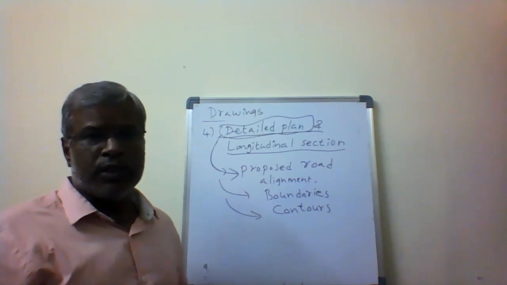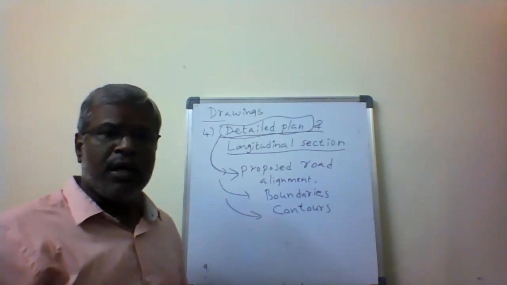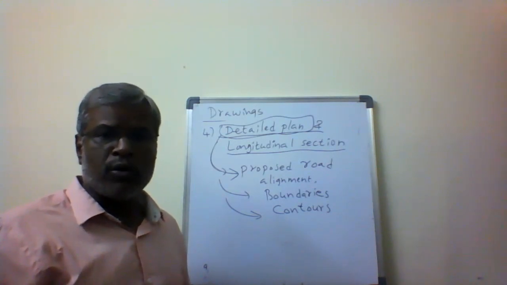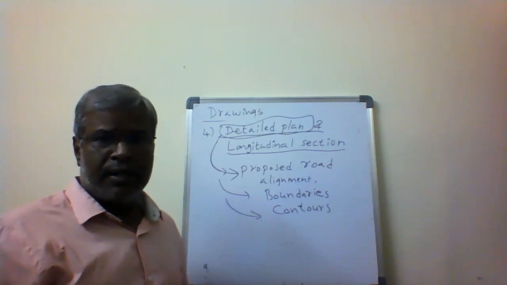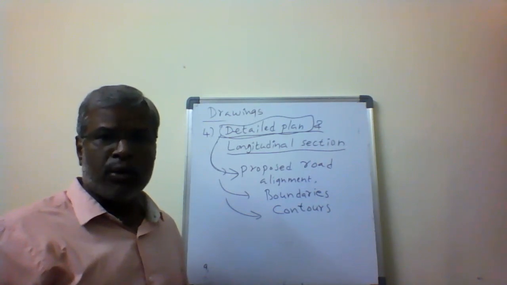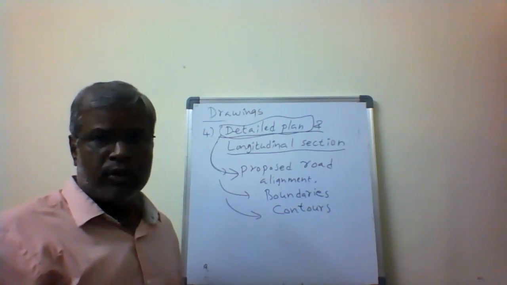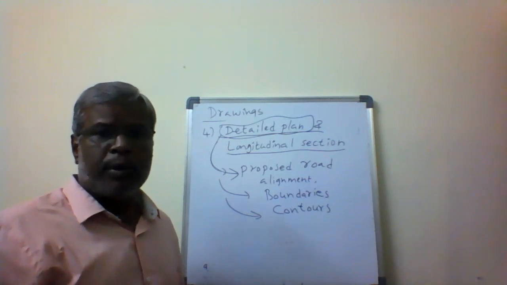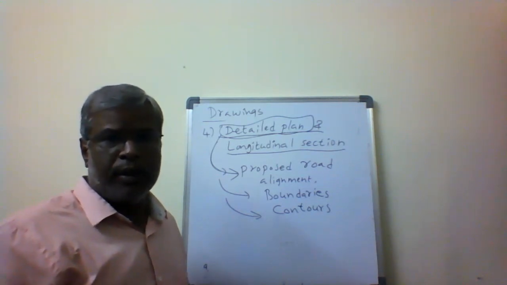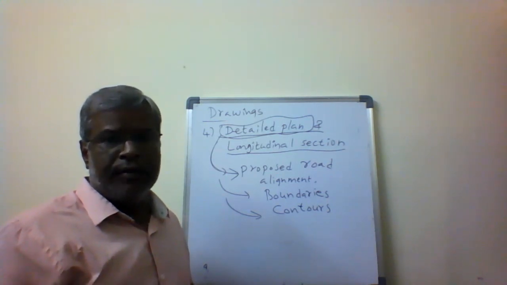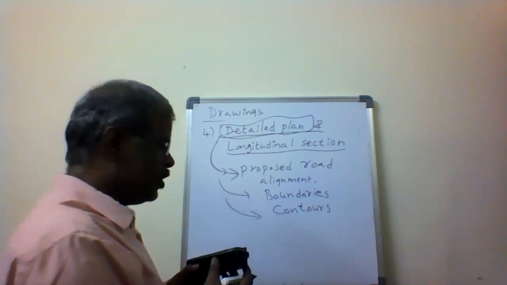Where the road is going to be constructed, the elevation should be constant throughout the length and width of the road. That's why the contours also have to be in the detailed plan. We mention the contours, and we get the boundary information presented in the detailed plan. The proposed road alignment comes under the detailed plan. Then the next one is called the longitudinal section.